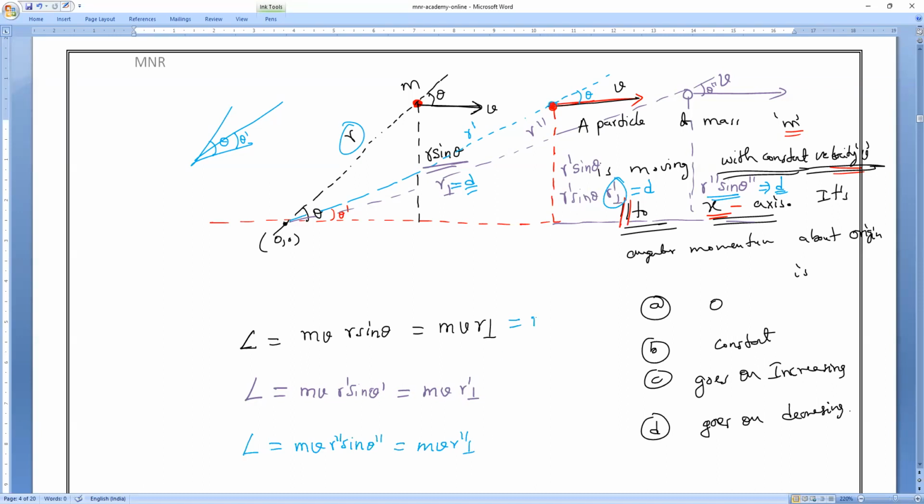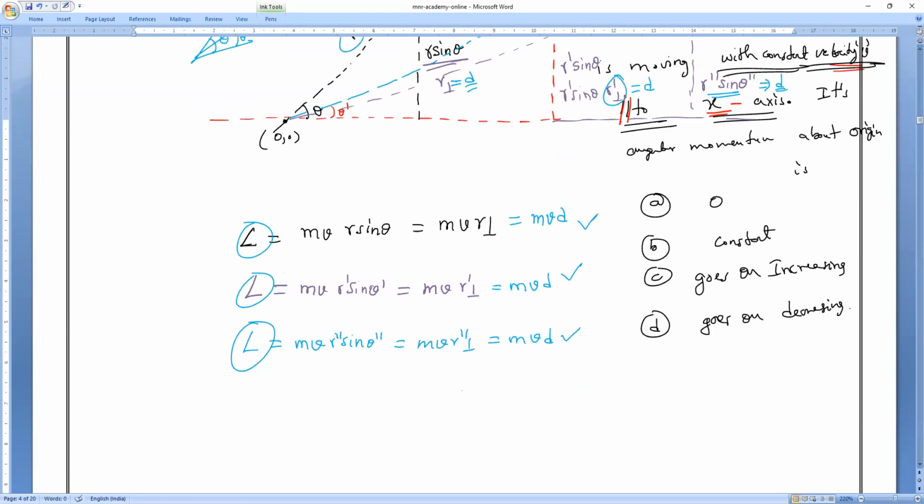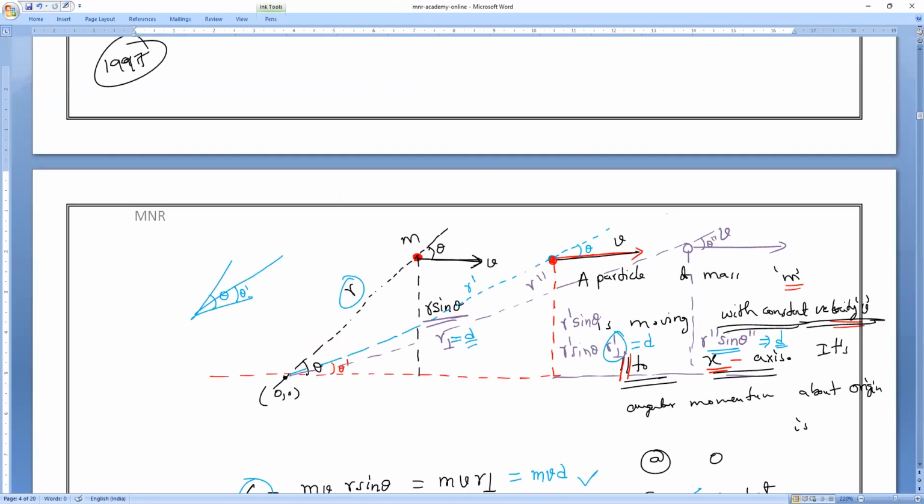So everywhere the height of the particle, that is the perpendicular distance, remains constant. I will get mvd, and here also I will get mvd only. Here also I will get mvd only. So everywhere the angular momentum remains constant. Understanding? See how simple it is. If you understand the concept, it is a very, very basic sum.